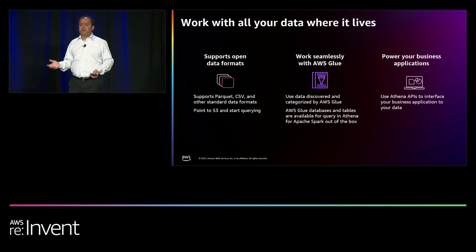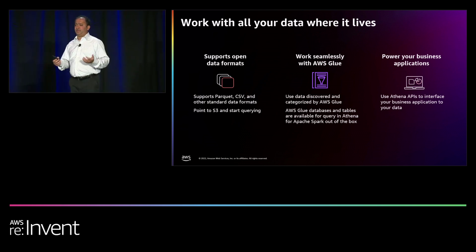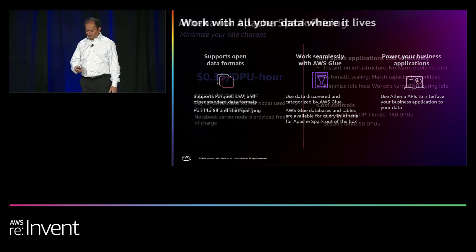Amazon Athena for Spark works seamlessly with AWS Glue. So, many of our customers use AWS Glue to crawl through their data sets and generate a metastore of database and tables. These Glue database and tables are available to work with Athena for Spark right out of the box. And we have customers who have their own business front end applications. These customers can use Athena APIs to work with data where it lives without having to move the data, process the data, query the data, and bring the query results back to their business application.